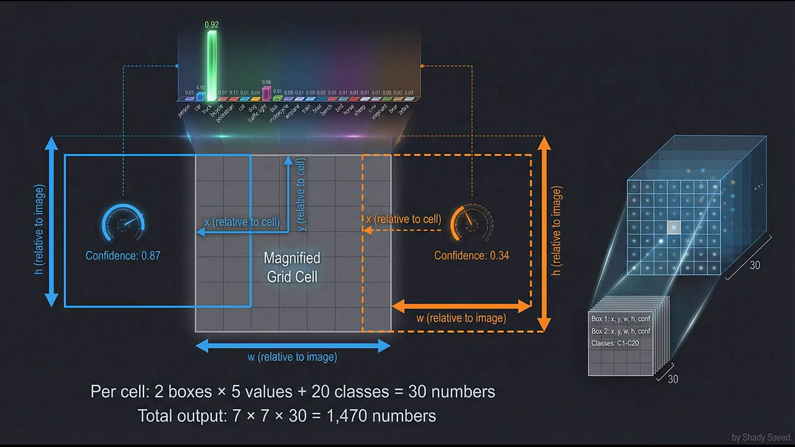Each grid cell in YOLO v1 predicts 2 bounding boxes. For each box, 5 numbers: the X and Y coordinates of the center relative to the cell, the width and height relative to the whole image, and a confidence score. The cell also predicts 20 class probabilities shared across both boxes. That's 2 times 5 plus 20 equals 30 numbers per cell. Multiply by 49 cells and you get 1,470 predictions from a single image.